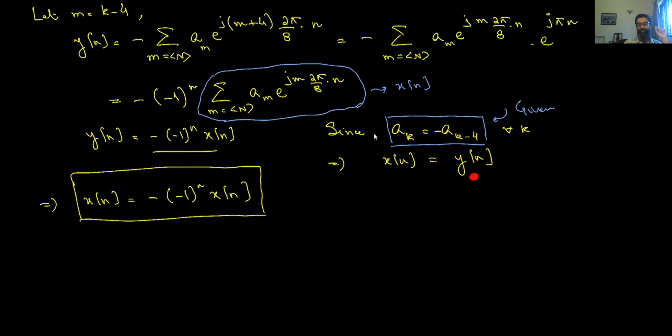ठीक है? But what is y of n? That's something we've derived over here. Y of n is this thing here. Okay, so therefore, what we conclude is that x of n must be equal to this thing here. That's a constraint that x of n must satisfy for all n. Okay, clear हुआ है? Okay, so how do I go about from here? यहाँ से आगे क्या जाए?